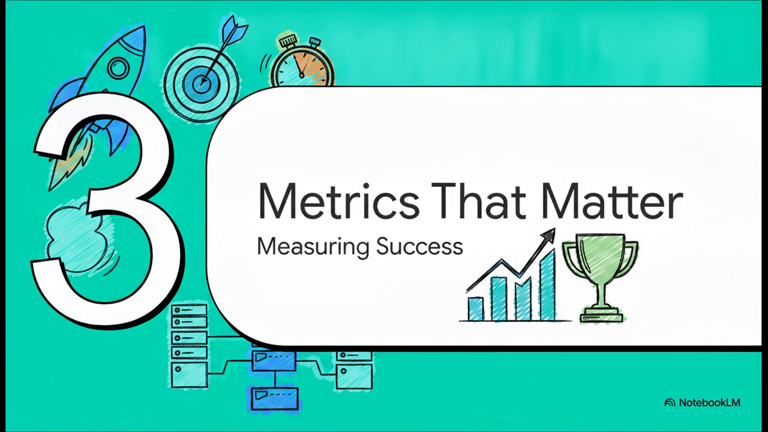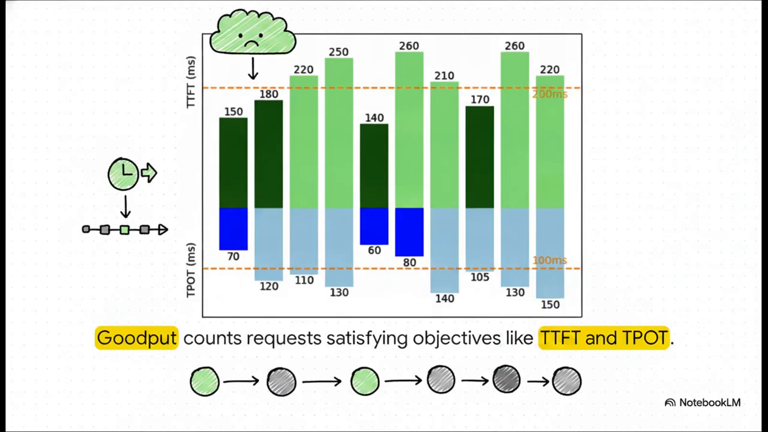Which brings us to part 3, metrics that actually matter, measuring our success. Before we just start tweaking models and servers, we really need to define what targets we're aiming for. What does success actually look like when you're serving an AI app? Take a look at the stark difference here between raw throughput and goodput.